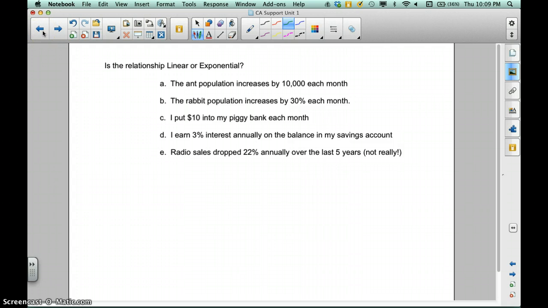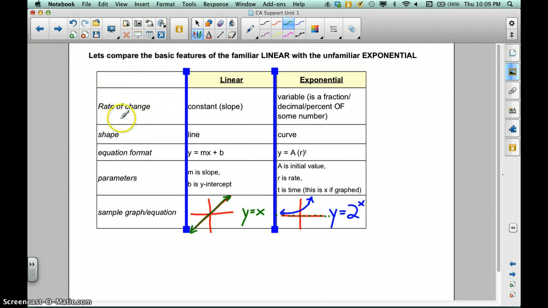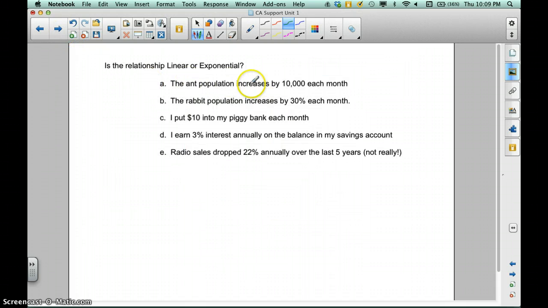Now, before you answer the questions, you need to think about the rate that it's changing. Is it changing by a certain amount every time, or is it variable? Is it changing by some fraction, decimal, or percent of some number? That's the difference. Now let's look back at these. The ant population increases by 10,000 each month. Does it change from month to month? Is it always 10,000? Well, according to this it is, which means that this relationship is linear.